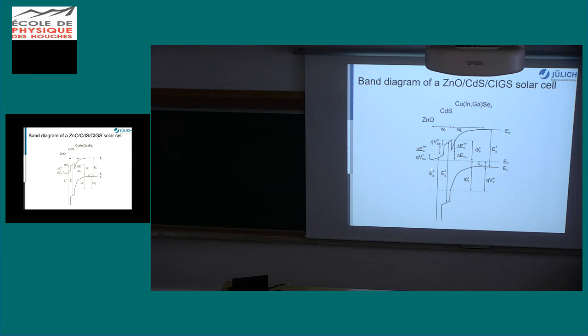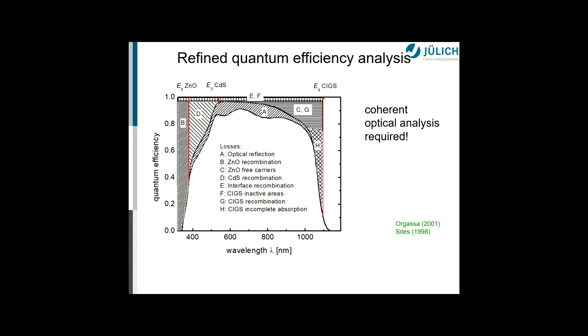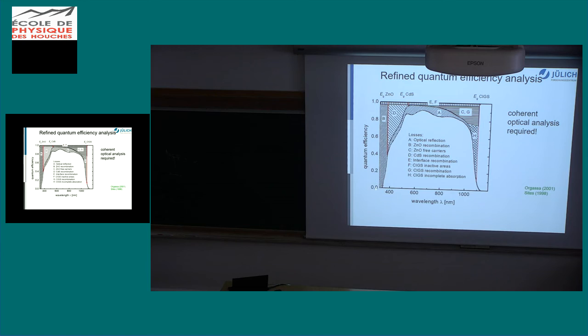That's a wide gap material, but still there is a gap, and some of the high energy photons that come here will be absorbed in that layer, and that's why in the ultraviolet range there is no quantum efficiency, because the light is absorbed in the zinc oxide, and that's principally recombination, because you're making electron hole pairs, but they're not surviving for long, and they just go.